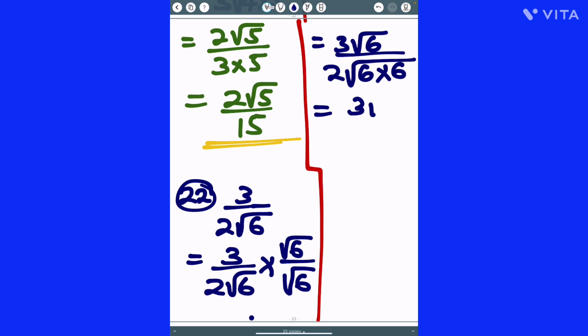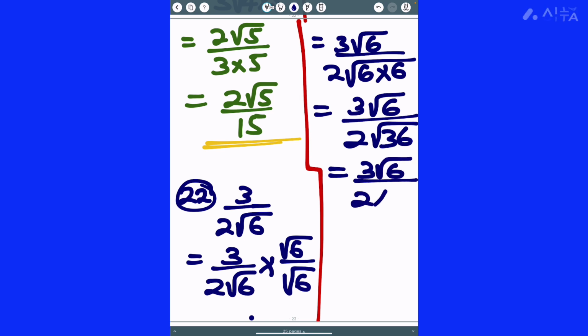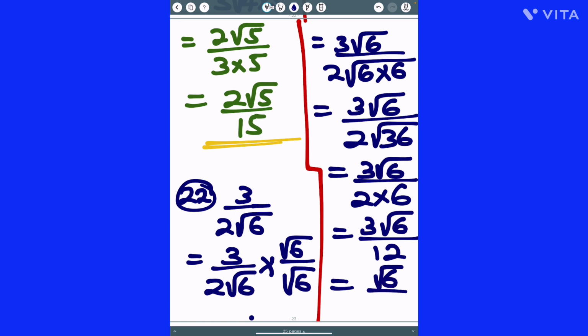That gives 3 root 6 over what? 2 root 36. Now, the square root of 36 is what? 6. That's 3 root 6 over 2 times 6. So, that's 3 root 6 over what? 12. Now, 3 can divide 12 to give you 4. That's 3 here, 1. 3 and 3, 1. 3 and 12, 4. So, that gives me 1 times root 6 over 4, which is root 6 over 4.